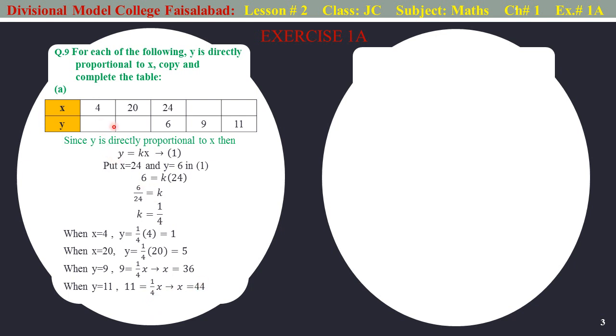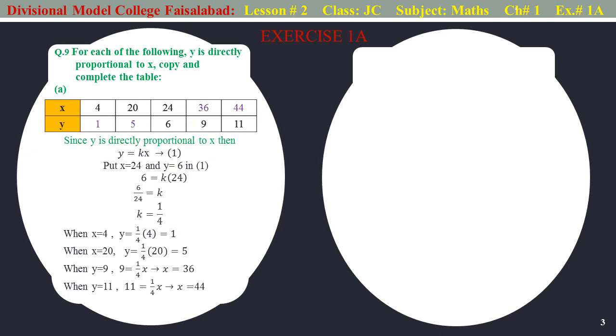Now we have found all the missing values, 2 values of y and 2 values of x. When x is 4, y is 1. When x is 20, y is 5. When y is 9, x is 36, and when y is 11, x is 44. We will put these values in this table to complete the table.